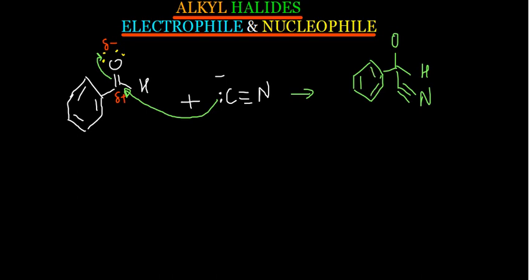Now, which one is the electrophile and which one is the nucleophile? Is it A or B? Since B has a lone pair of electrons and it is donating, attacking the other one, that is the nucleophile. It loves the nucleus. The one being attacked, the one which loves these electrons, is the electrophile. So this one is the electrophile, and this one is the nucleophile.